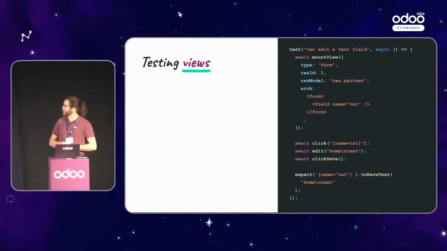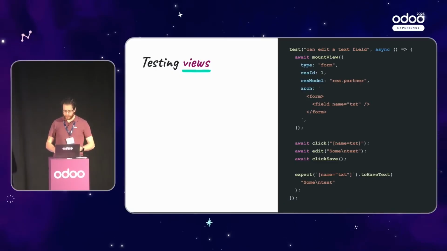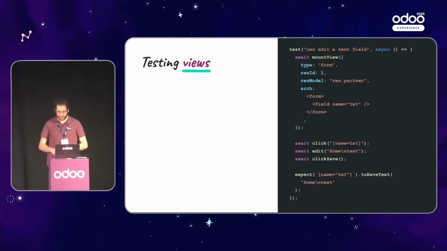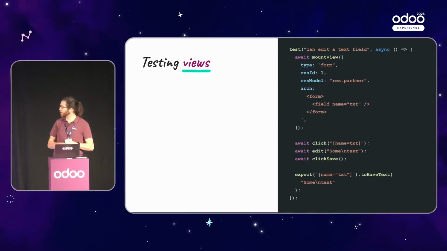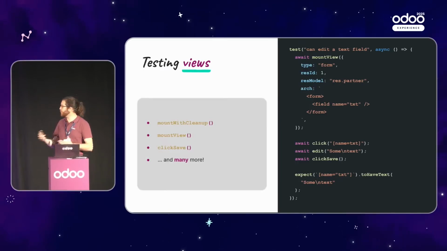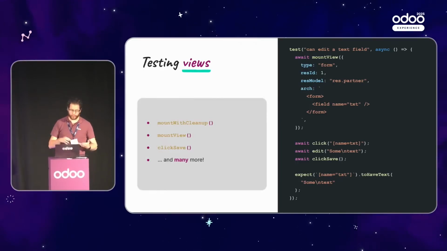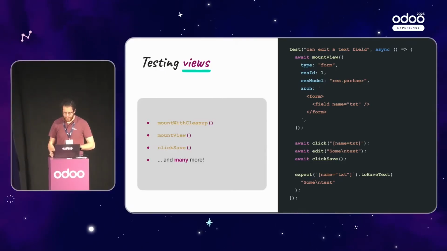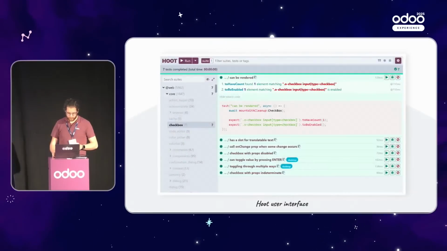And then here is a more advanced use case, because many times you don't want to test a single function, you also want to test front-end components or views. And here you can see that our framework provides many helpers to create a view and interact with it. You have mountWithCleanup for a simple component, mountView for a whole view. You have helpers for clicking on the save button, for example, and many more as well.